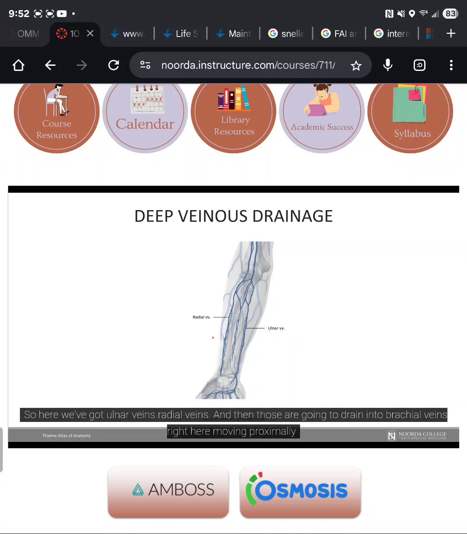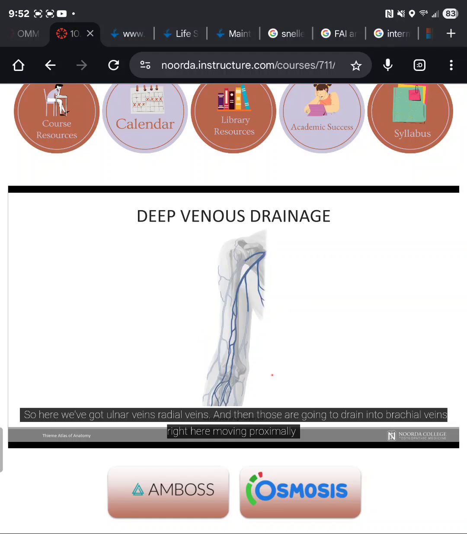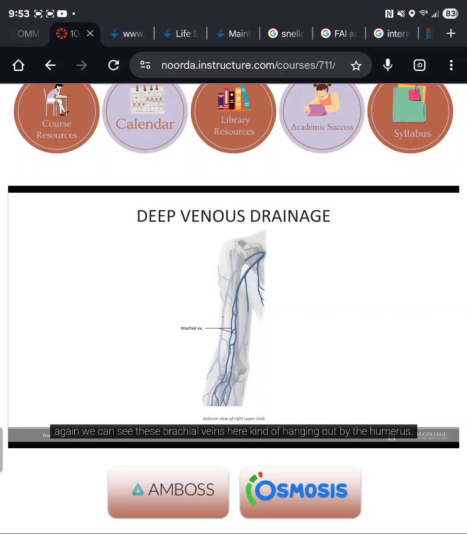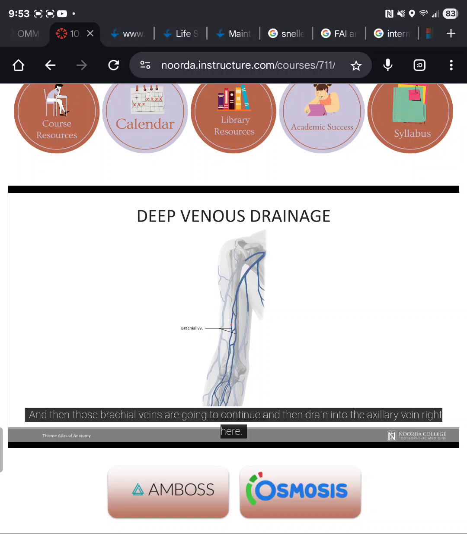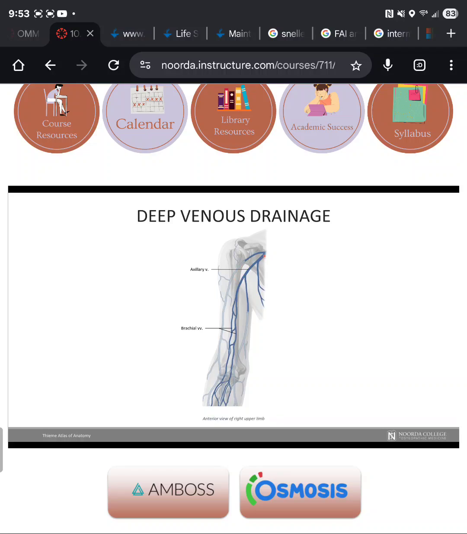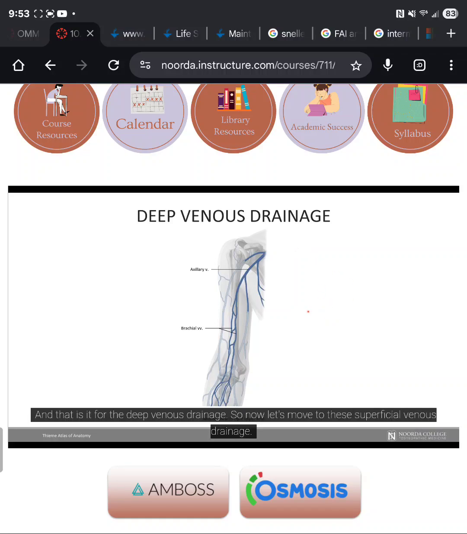So here we've got ulnar veins, radial veins, and then those are going to drain into brachial veins right here. Moving proximally, again, we can see these brachial veins here kind of hanging out by the humerus. And then those brachial veins are going to continue and then drain into the axillary vein right here. And then from the axillary vein, we don't have an image of this, but the axillary vein is then going to go to the subclavian vein, which will then go to the brachiocephalic vein, to the superior vena cava, and then back to the heart. And that is it for the deep venous drainage.